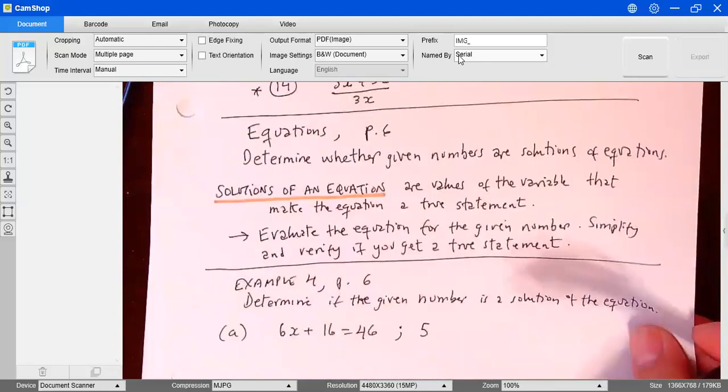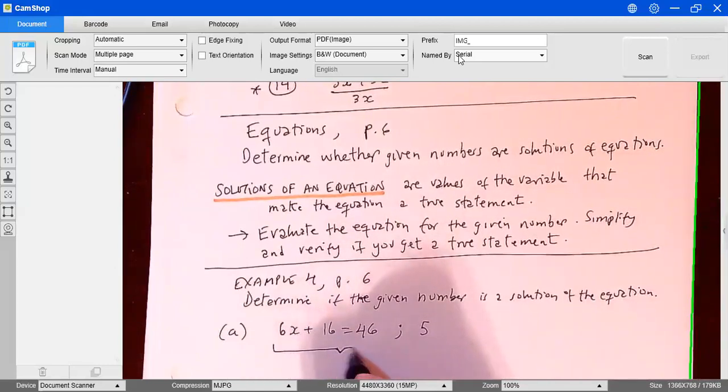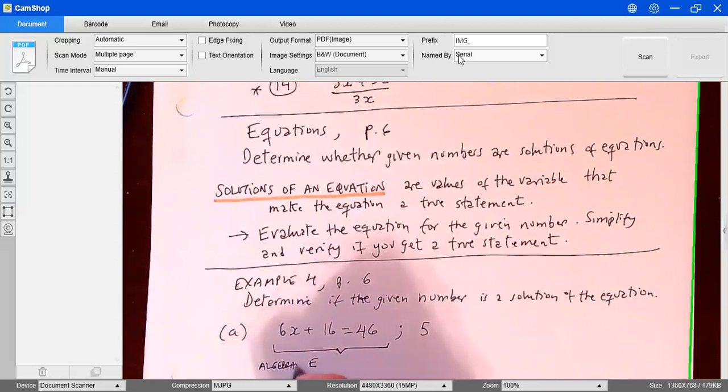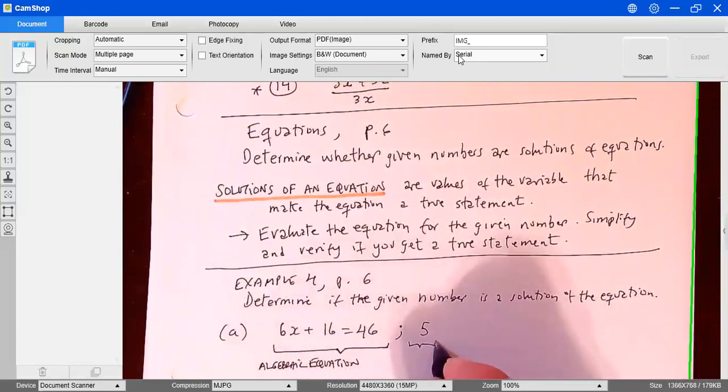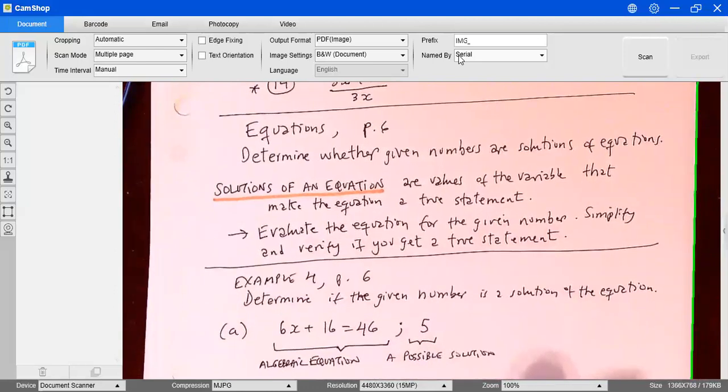So the way that we interpret this exercise is that what is on the left of the semicolon is going to be the algebraic equation. And this is the possible solution. We don't know yet whether this is a solution or not. We only have this equation, then we have a number, and we need to know whether this number makes this statement, this sentence, true.